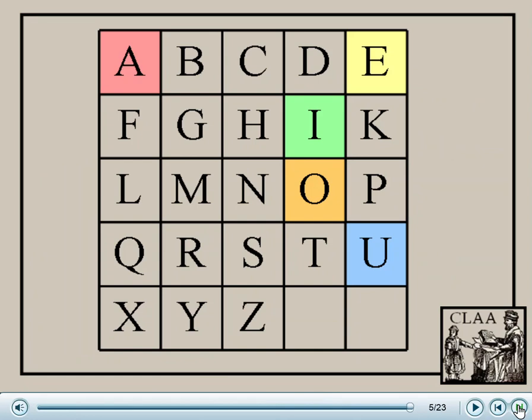Of all the Latin letters, there are 5 vowels. The 5 Latin vowels are shown in the colored boxes below. In this lesson, we're going to learn the names and sounds of each of these 5 Latin vowels. Let's begin.